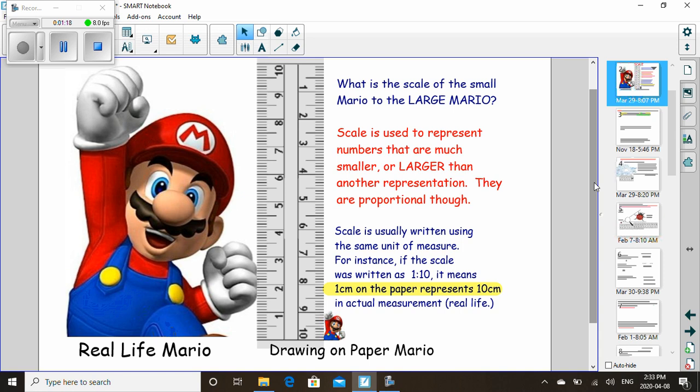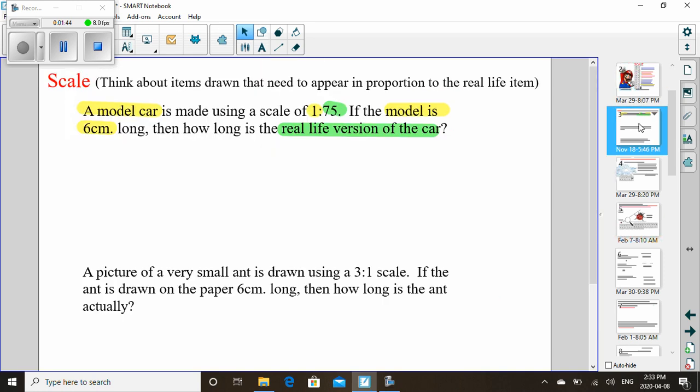So really, the paper is drawn on a scale of 1 to 10. 1 centimeter on the paper represents 10 in real life. Okay, the first number is always that. The first number is always the paper, the drawing, the model, okay? And then the second number is always the actual, the real life thing, okay?